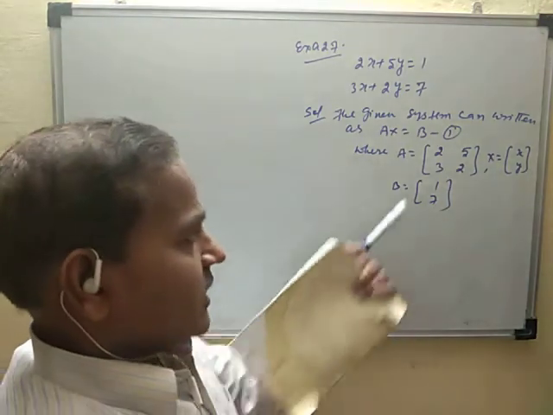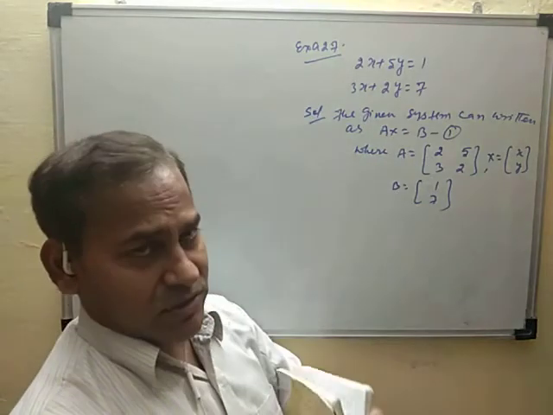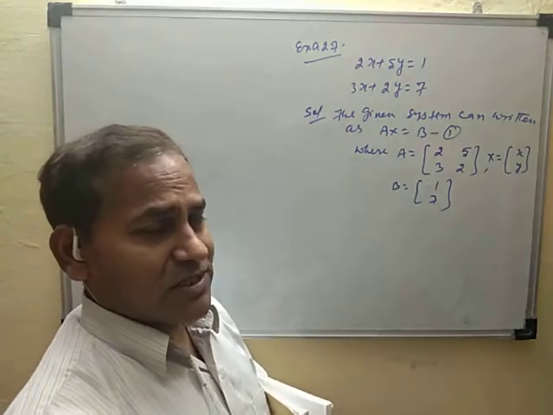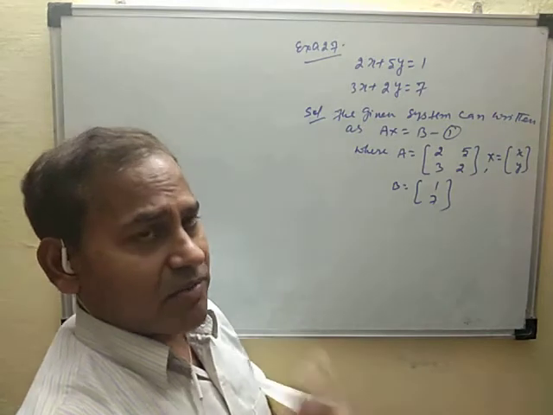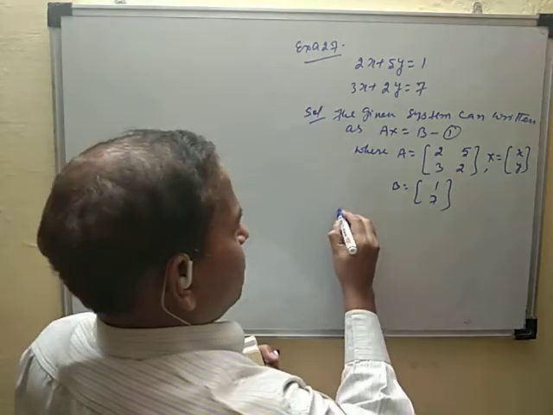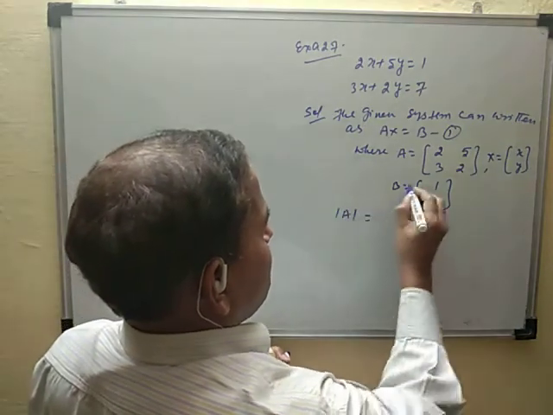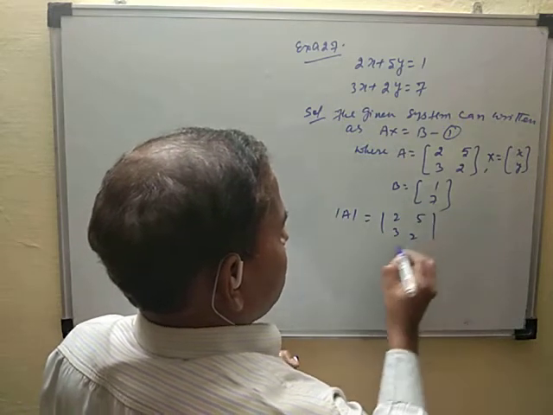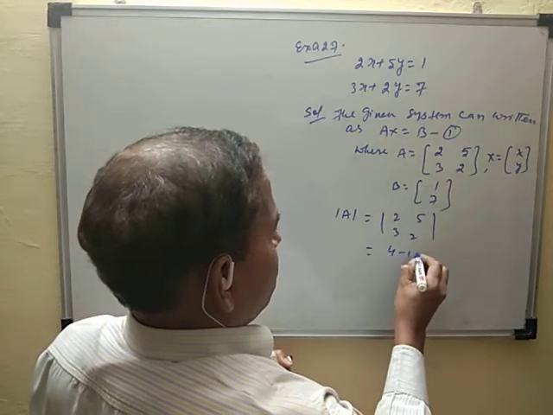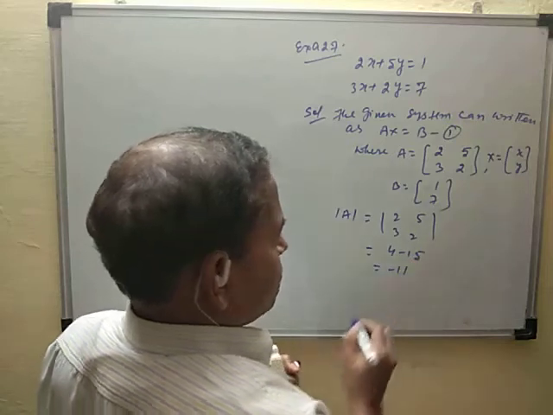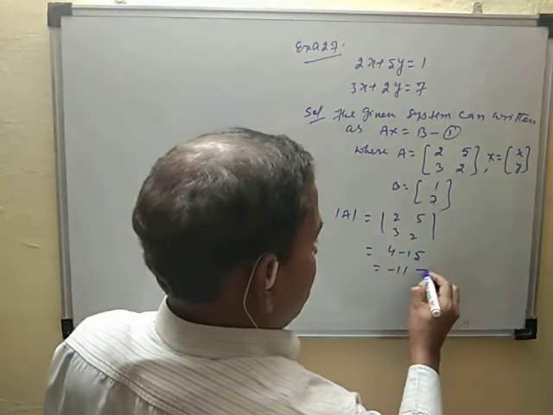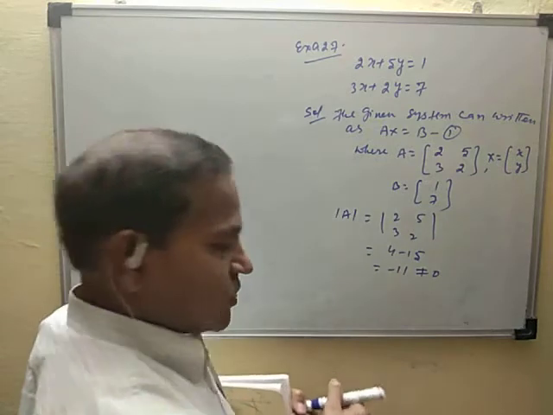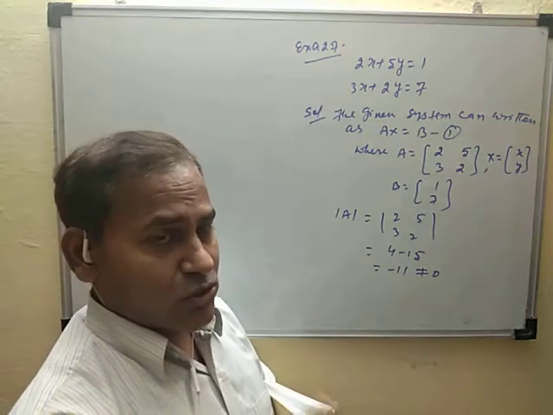Now check whether the inverse exists or not. So for the inverse, first find the value of the determinant. So find determinant of A. Determinant of 2, 5, 3, 2 is 4 minus 15 is equal to minus 11, which is non-zero. That is, use case 1.